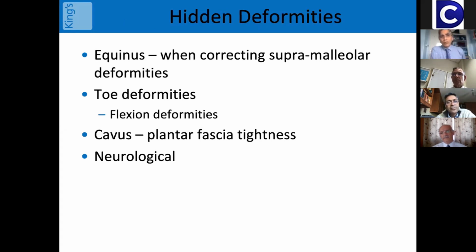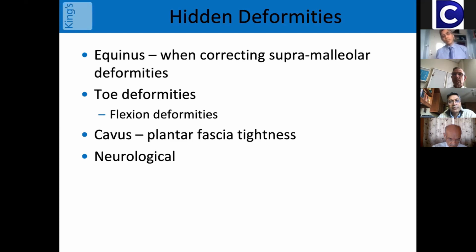And there is this concept of hidden deformities. We all know that there can be compensatory deformities, but I tell patients that some deformities come to the fore as they start correcting the deformity. They might not be that obvious. This is particularly important when you are doing supramalleolar correction or correction of the forefoot, and basically equinus of the foot becomes more obvious as the deformity is corrected, and the toes may go into flexion deformities.